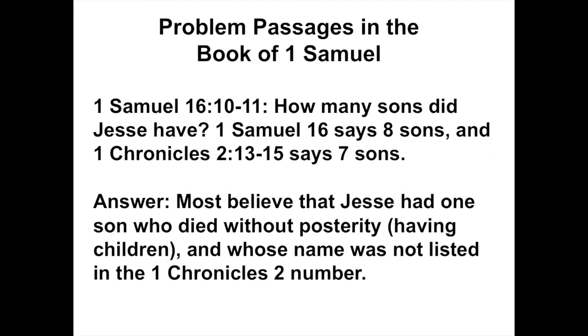Well, most people try to solve this difficulty by pointing out that probably Jesse had one son who died without posterity. Apparently, David had an older brother who died without ever being married or having children. And therefore, his name was not listed in the 1 Chronicles chapter 2 number. That seems to be the most reasonable explanation.